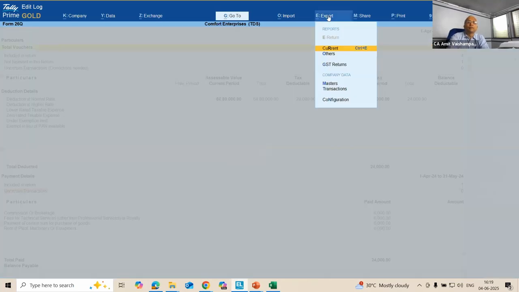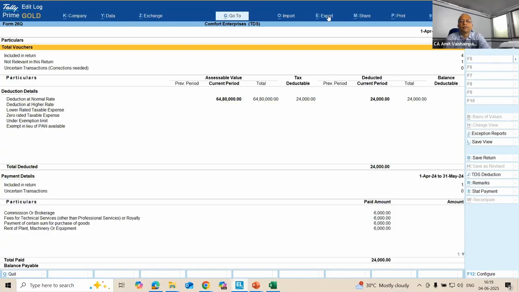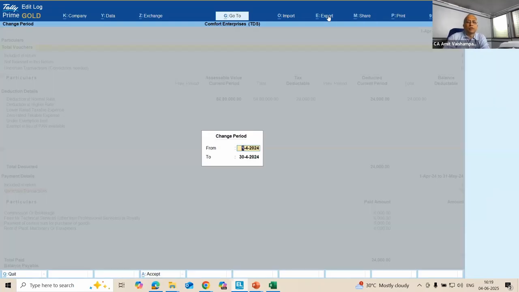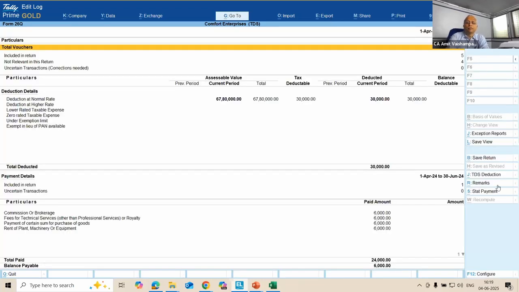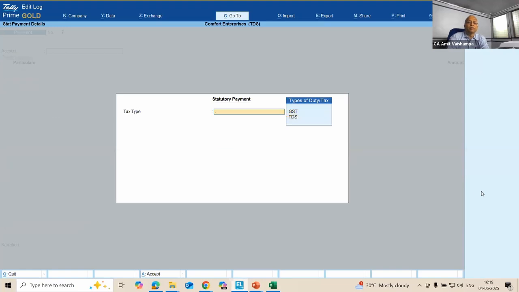Export. Yeah, the total quarters is there. The payable and stat payable. It is.